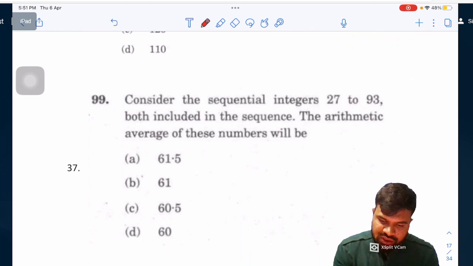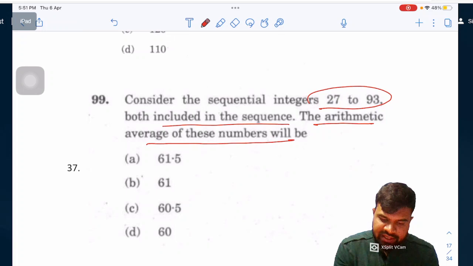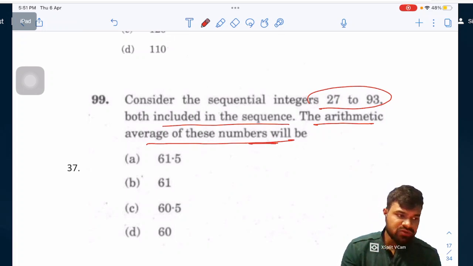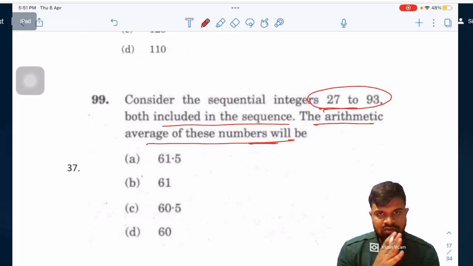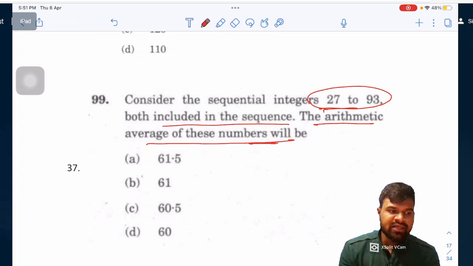Consider sequential integers from 27 to 93, both included in the sequence. What is the arithmetic average of these numbers? Now see how you will find the arithmetic average of these numbers. Let me just give you the fact: the integers also form an arithmetic progression.